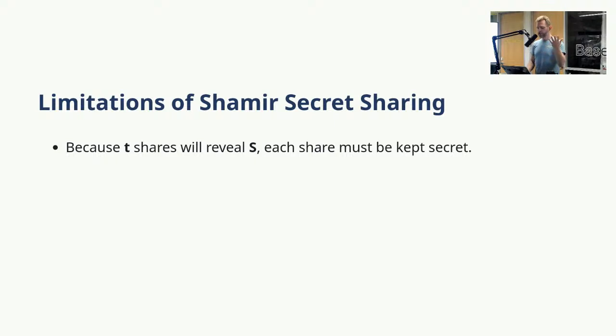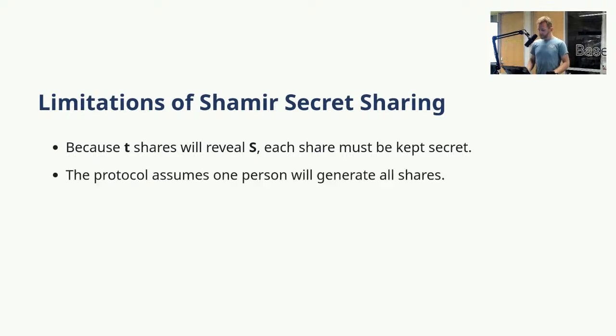Because these T shares will reveal your secret, that means essentially every share must be kept secret. All of these shares are sensitive because they carry some information about your secret, so you have to keep that in mind. Also, the protocol assumes one person is generating all these shares. That's fine if you're backing up a secret. But if you want to use this in a protocol with multiple people, who could be your adversary and could try and steal from you, then this is bad.